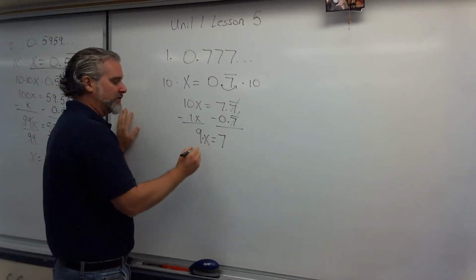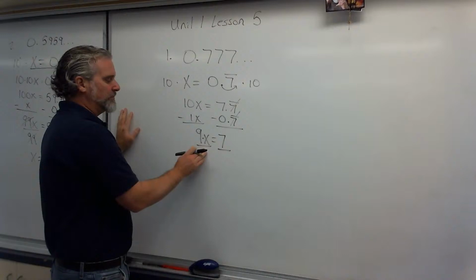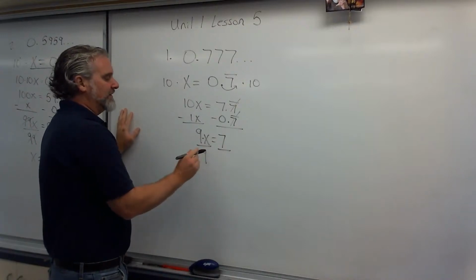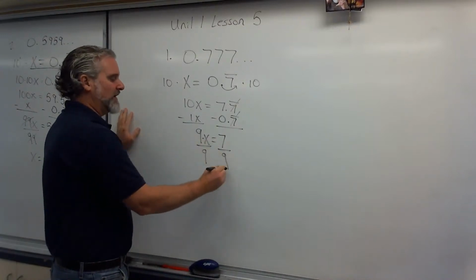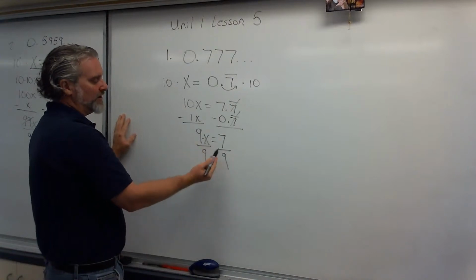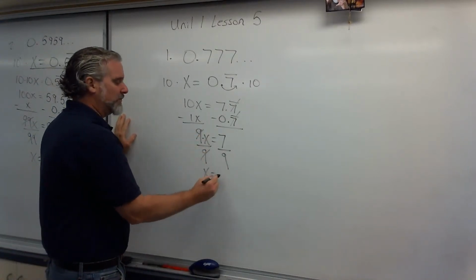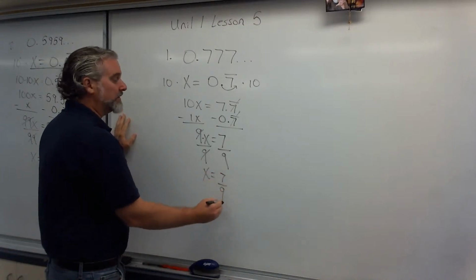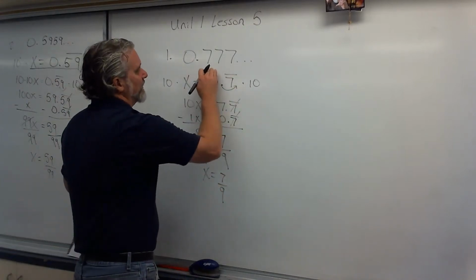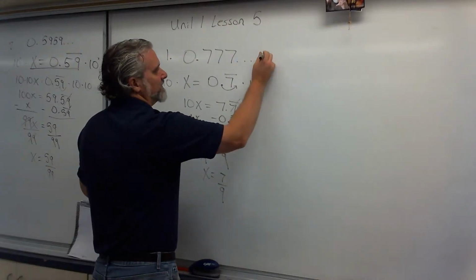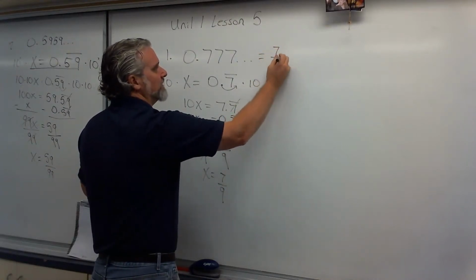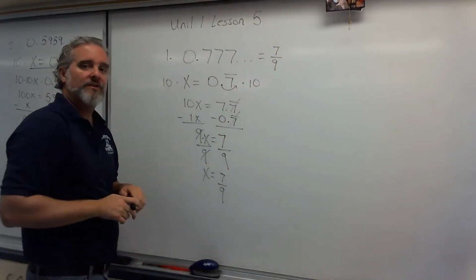And our last step is to divide away from the variable so that we can isolate the variable and get our final answer. So we're going to divide both sides by the coefficient, which is that 9, and x equals 7 over 9. So up here, our 0.777 repeating, that's the same thing as writing 7 over 9. That's problem number 1.